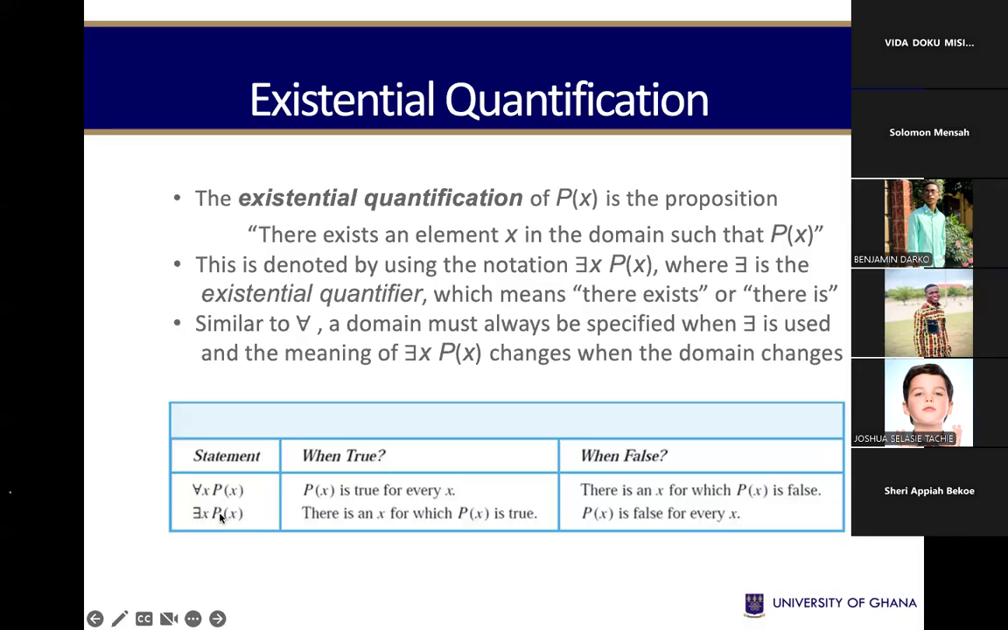Now, there exists x P of x. In this case, there is an x for which P of x is true. So once we are able to find a single value of x that makes P of x true, then we can say that it is true. And it becomes false if you have accessed all the values and seen that P of x is false for each. Are we okay?